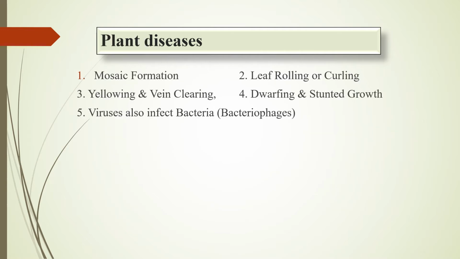Plant diseases caused by viruses are known as mosaic formation, leaf rolling or curling, yellowing and vein clearing, dwarfing and stunted growth. Viruses also infect bacteria, and these are known as bacteriophages.